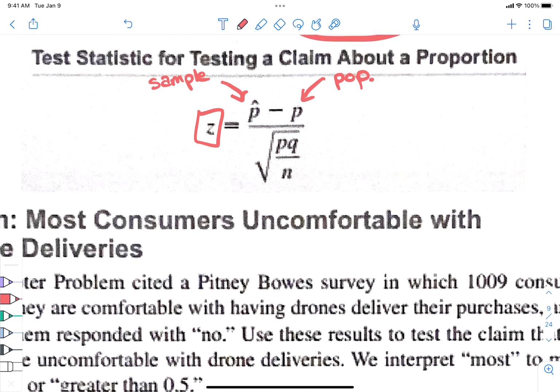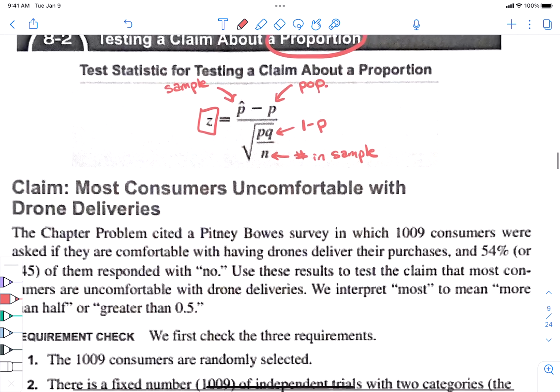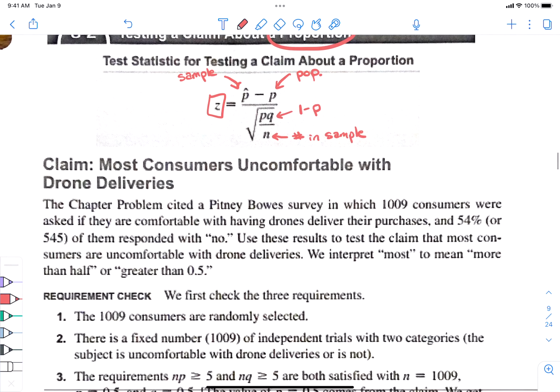P and Q. Notice that Q is not Q hat. This is the Q that goes with the P. How do you find the Q that goes with the P? 1 minus P. Right, 1 minus P is Q, but it's not Q hat, it's Q, right? And then N is just N. N is the number in your sample. Okay, we know all those things. Have we labeled those all before? Probably, yeah. Okay, all right, so we're gonna start, just dive right into an example.